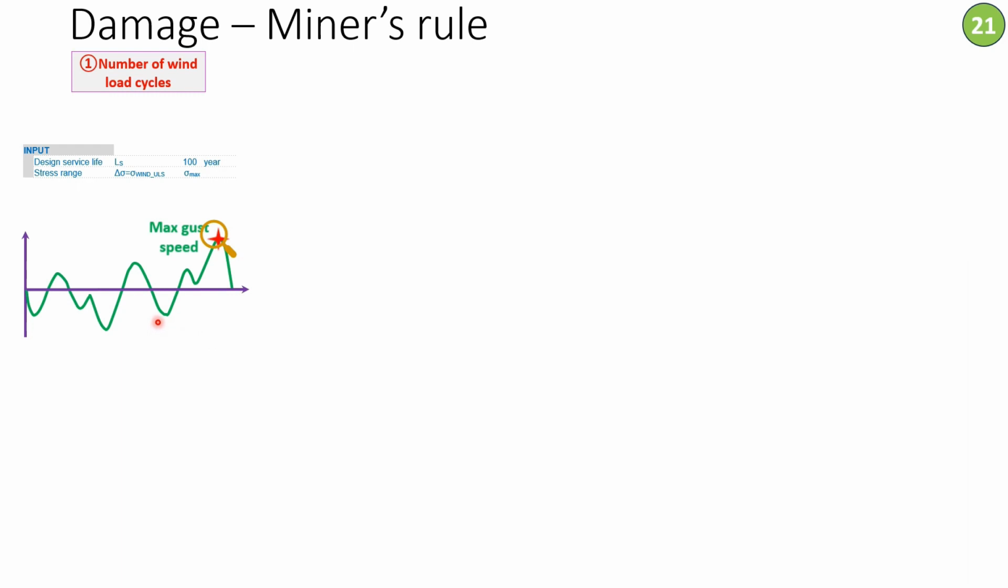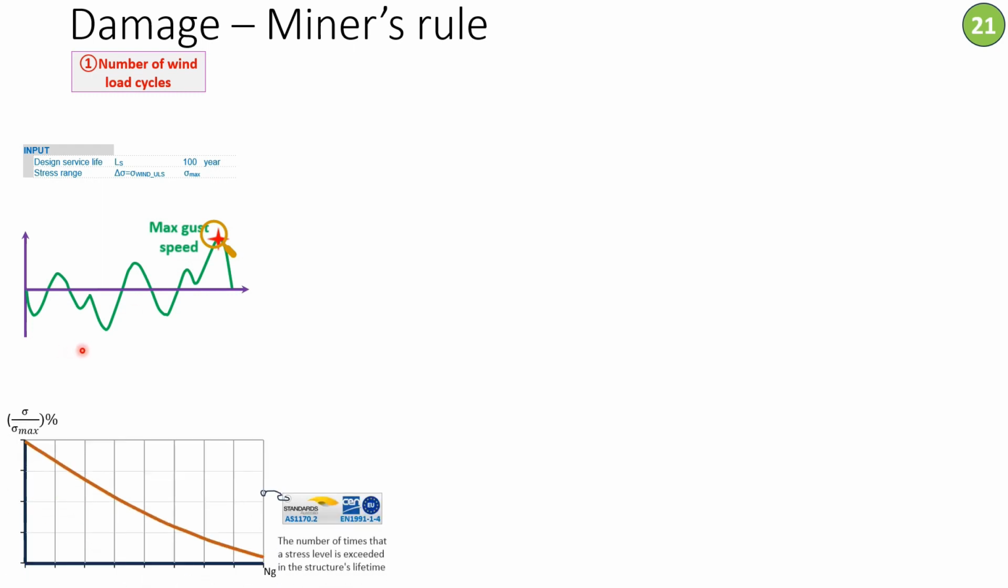From there, we could say that the structure is subjected to stress levels that could be represented as a percentage of the maximum wind-induced stresses coming from the maximum gust pressure. And these percentages range between 0 and 100% of the maximum wind-induced stresses resulting from the maximum gust pressure.